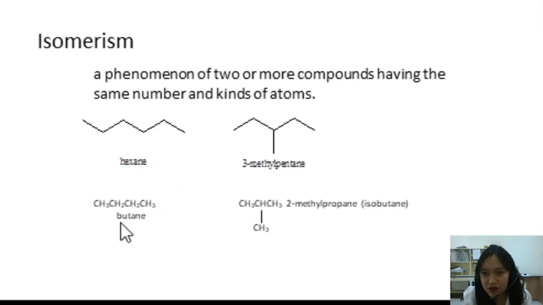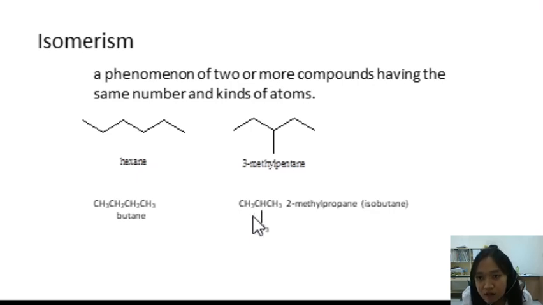Next, you have the butane and the 2-methylpropane, or in short, isobutane. Okay, so your butane, ang chemical formula, CH3, CH2, CH2, CH3. Ilan ang carbon? 1, 2, 3, 4, apat. And then, you have 3, 5, 7, and 9. 9 na hydrogen atoms. Dito sa 2-methylpropane, you have 1, 2, 3, 4, then 4 din na carbon atoms.